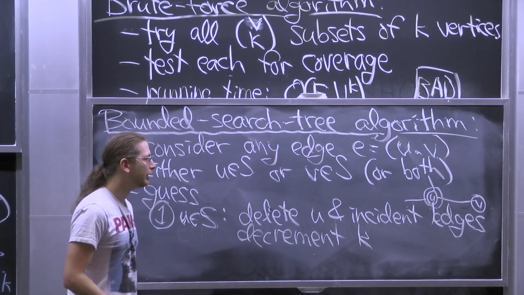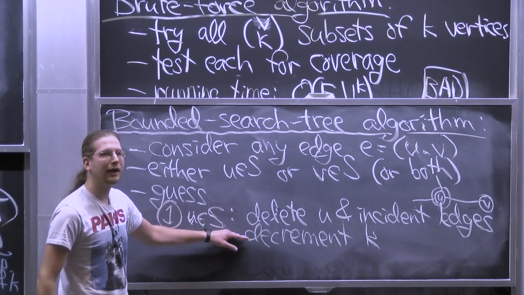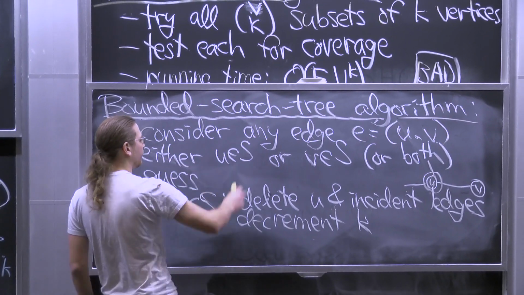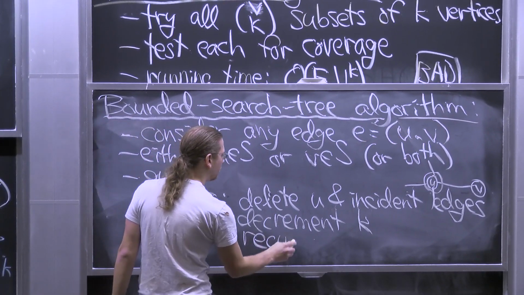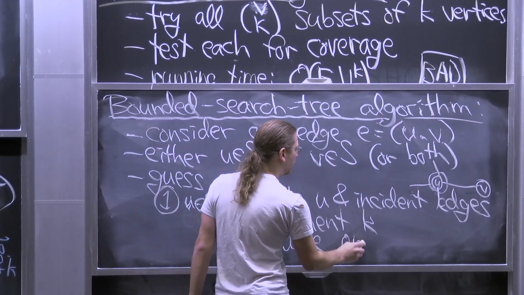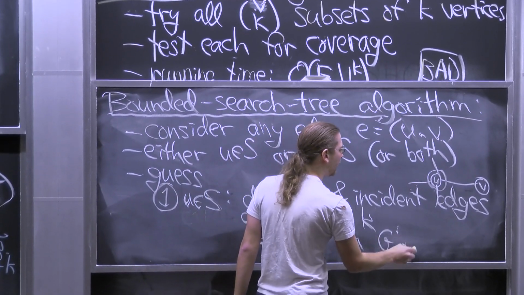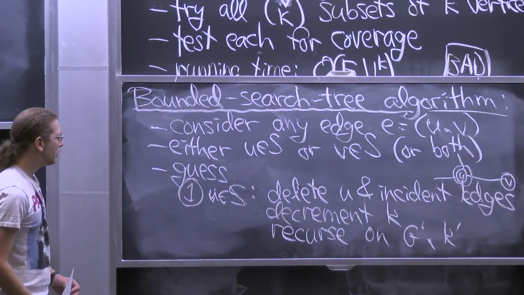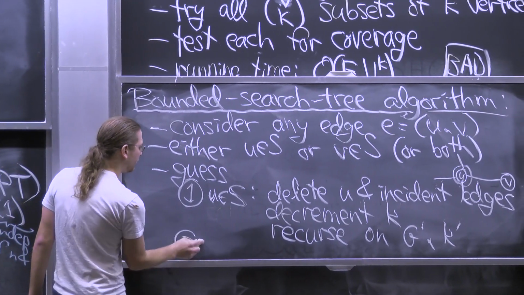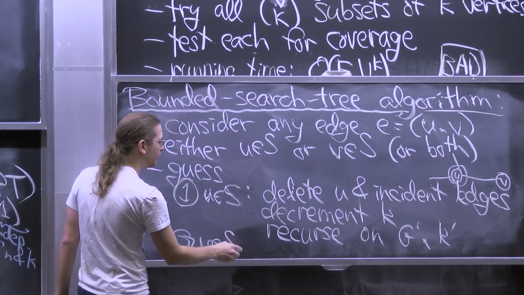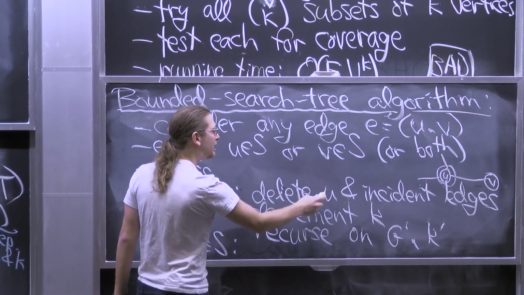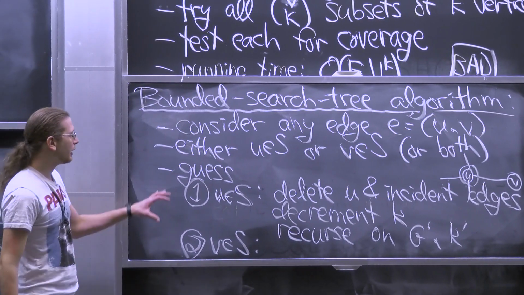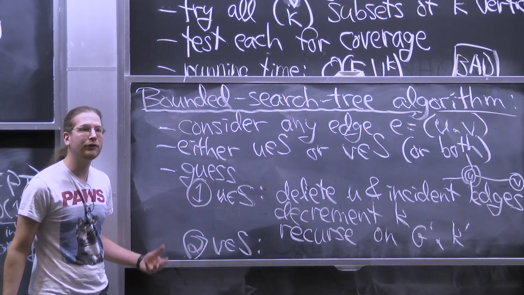Now I have a new instance. I have a new graph and a different value of K. Recurse on this algorithm. I'll call the new graph G prime and the new integer K prime. K prime equals K minus 1. And then the second case is do the same thing for V. I won't write the code exactly the same, but I delete V and its incident edges. I still decrement K by 1, and I recurse. And then I just return the OR of these 2 answers.